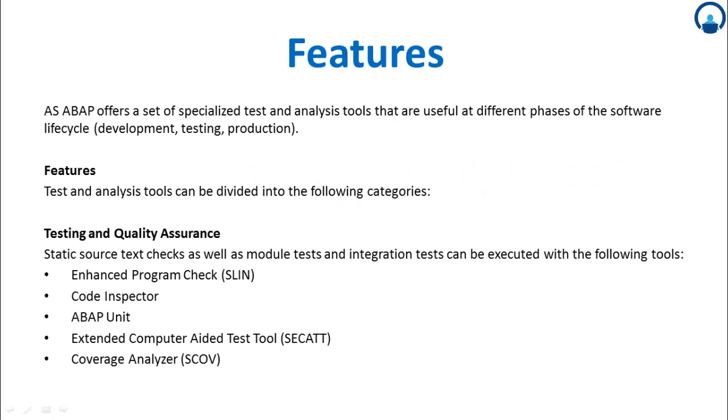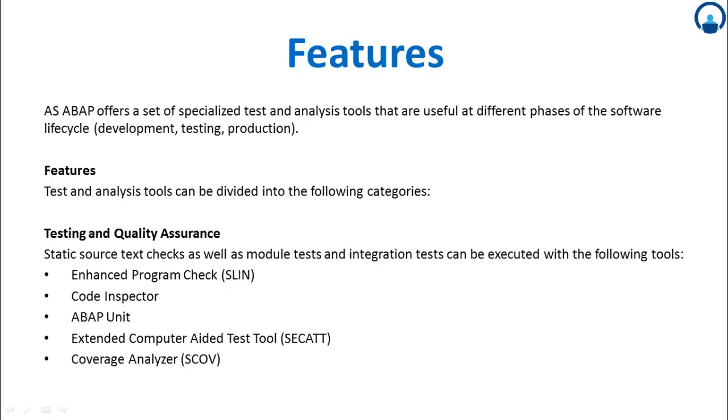Now, ABAP offers a set of specialized test and analysis tools that are useful at different phases of the software lifecycle. So here we would be covering the different systems like the development system, the testing system and the production system. Under those systems, we would be using different tools for testing and analysis purposes at different phases. Let us see the features of these test and analysis tools.